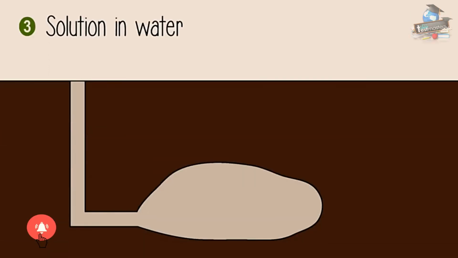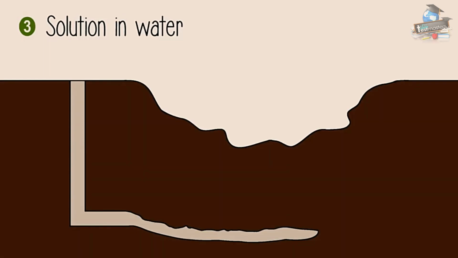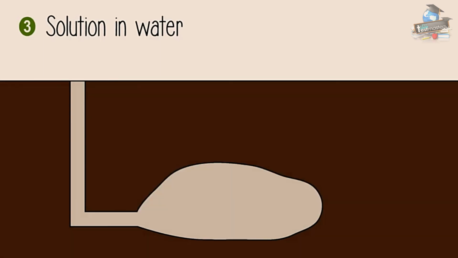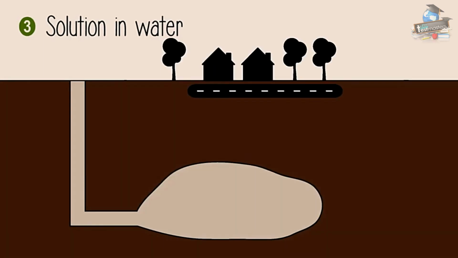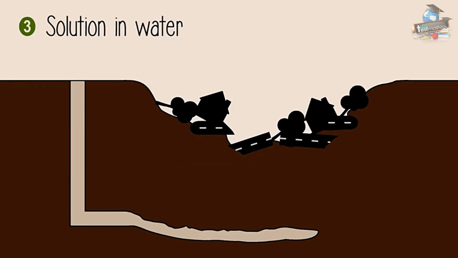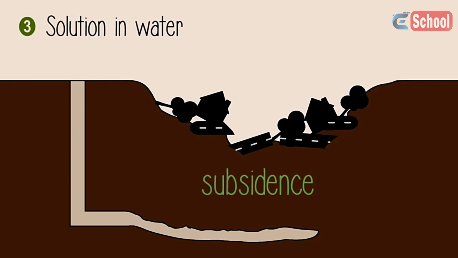The layer of earth right above ground can collapse into the formed caves resulting from solution mining. So what happens here is that the above-ground habitats, roads, and buildings could be destroyed. This could also severely impact the lives of those living right above or near these mining sites. This phenomenon is known as subsidence.